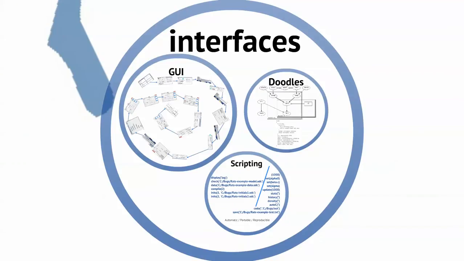Now let's move on to the next section, the third section. It's called the BUGS interfaces. There are three types of BUGS interfaces. The first one is GUI, the second one is scripting, and the third one is doodles. Let's see how the GUI works.